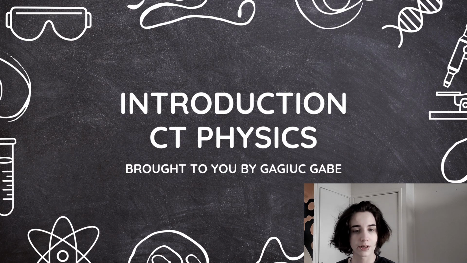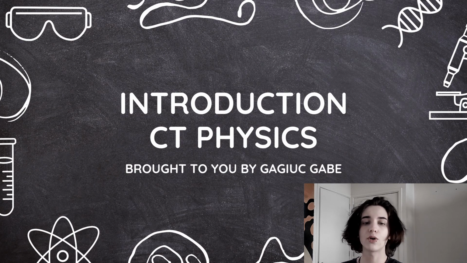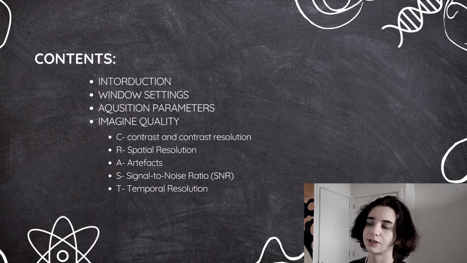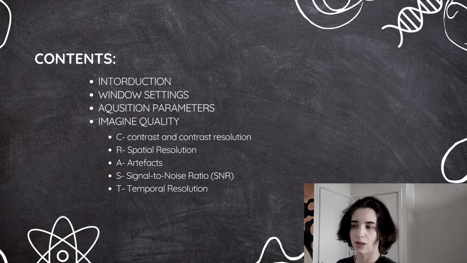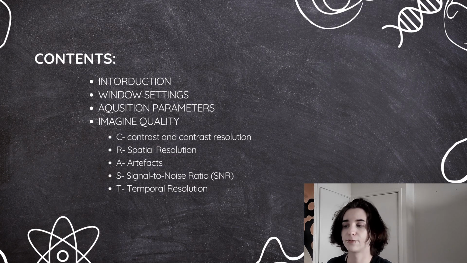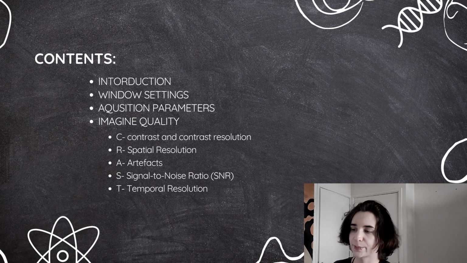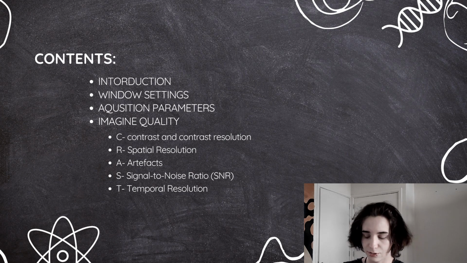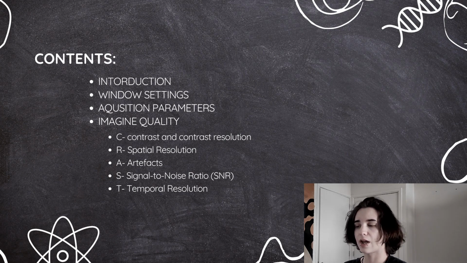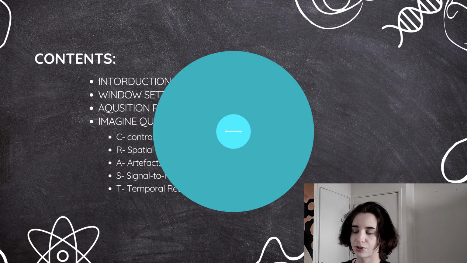Hi everyone, so today I'm going to present to you computed tomography physics. Now I hope this to be very comprehensive, thus I'm going to have the next subjects. So window settings, acquisition parameters, image quality, and from those image quality aspects we will look at CRASH: C being contrast and contrast resolution, R spatial resolution, A artifacts, S signal to noise ratio, and T temporal resolution.